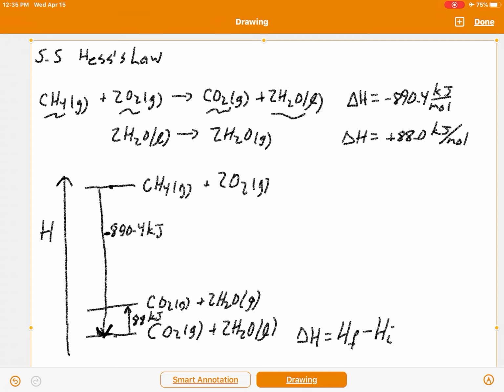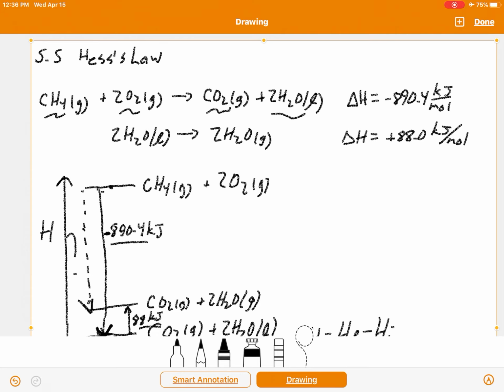So really then what we're asking is, if it's 890.4 kilojoules from methane and oxygen to carbon dioxide and liquid water, and it's 88 kilojoules to carbon dioxide and gaseous water, what's the difference between these two levels here? I'll do a dashed line. What would that be? All you would do is just add these two numbers together. You'd add the negative 890.4 and the 88, and that would give you your answer. And that's essentially what we're going to do.